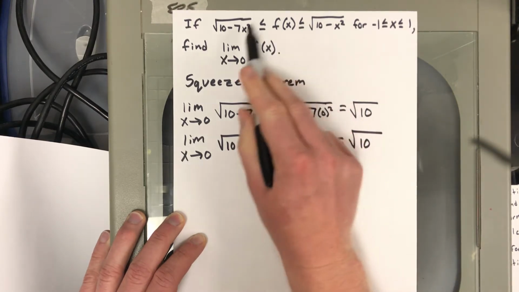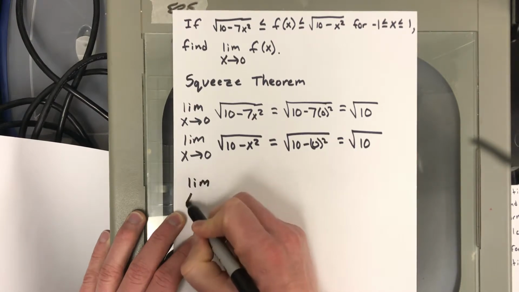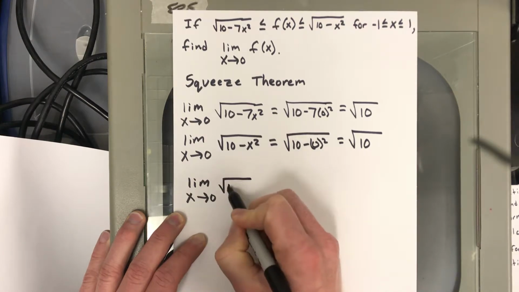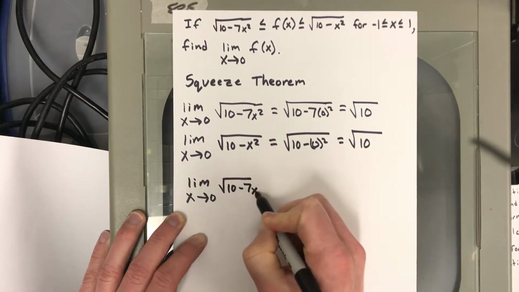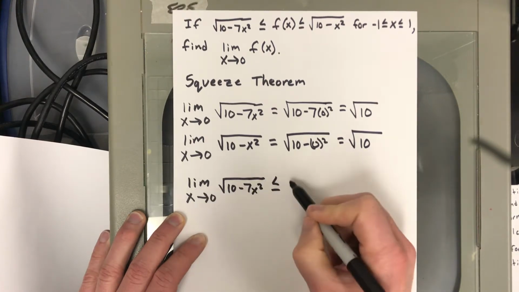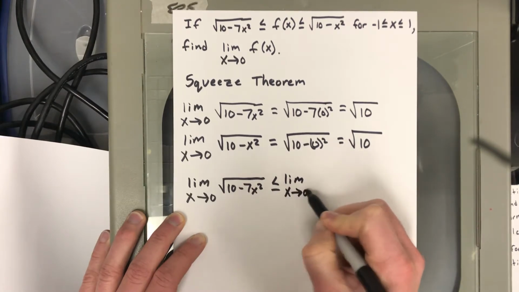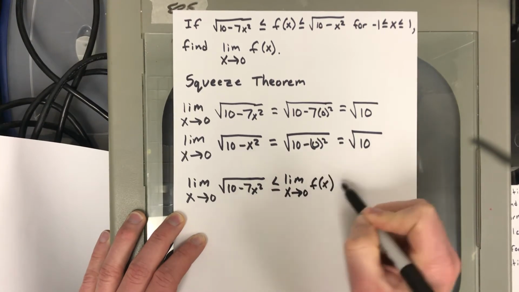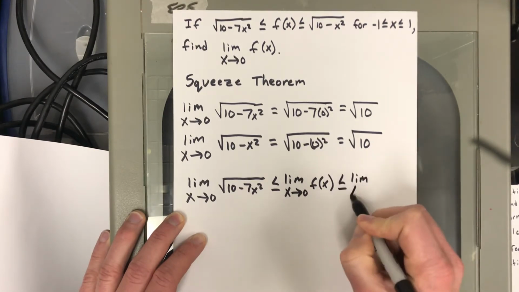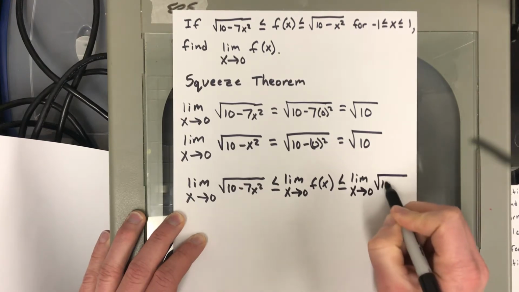So if I look at this whole thing and I say limit as x approaches 0, square root of 10 minus 7x squared is less than or equal to, we know this is true, so this limit has got to be less than or equal to this limit as x approaches 0 for f of x, which then should be less than or equal to this limit as x approaches 0 for square root of 10 minus x squared.